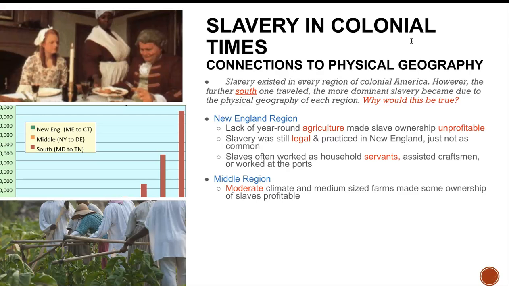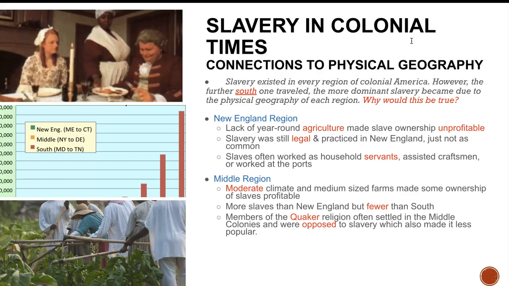Middle region. Moderate climate and medium-sized farms made some ownership of slaves profitable. More slaves than New England, but fewer than South. Members of the Quaker religion often settled in the middle colonies and were opposed to slavery, which also made it less popular.